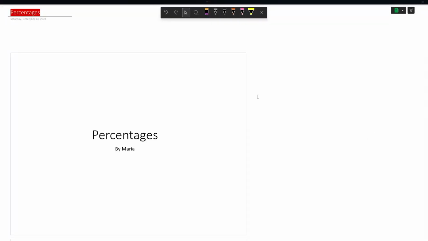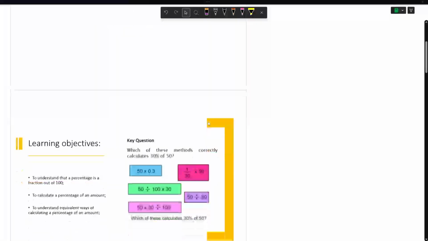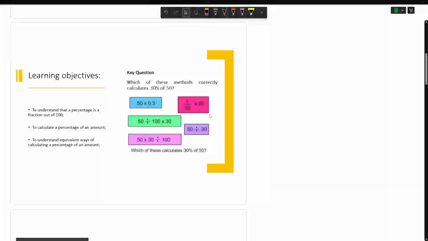Hello, today I will show you how to find the percentage if you don't have a calculator, if you're not allowed to use a calculator. I hope you will understand that the percentage is a fraction out of 100. I will also show you equivalent ways of calculating the percentage of the amount. Have a look at the question here.